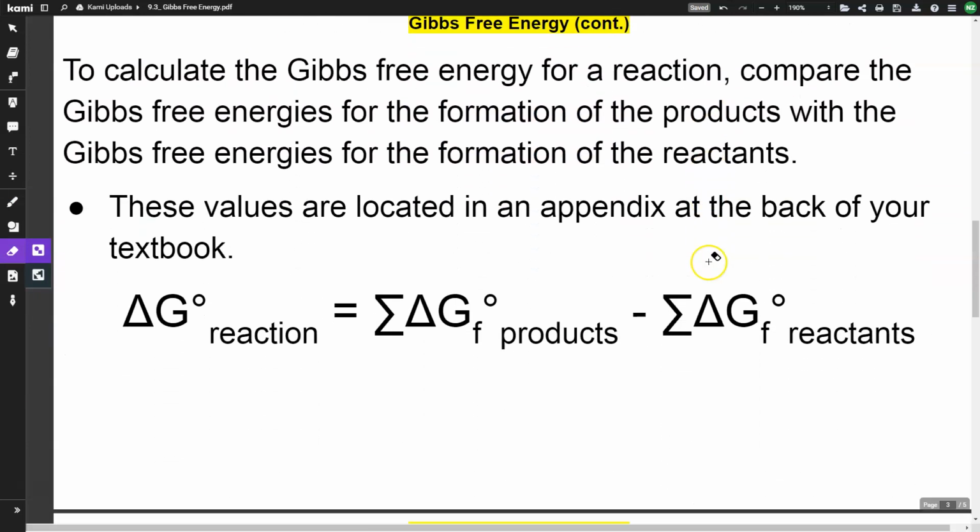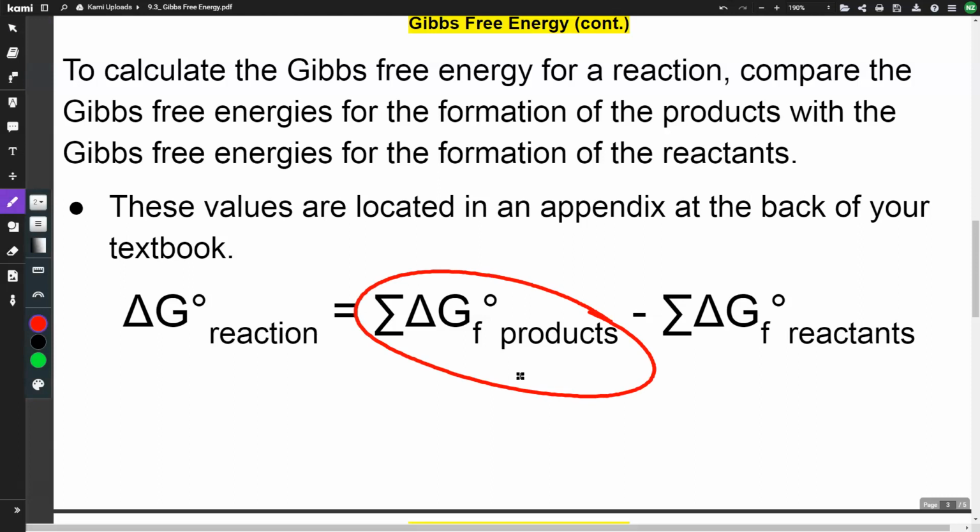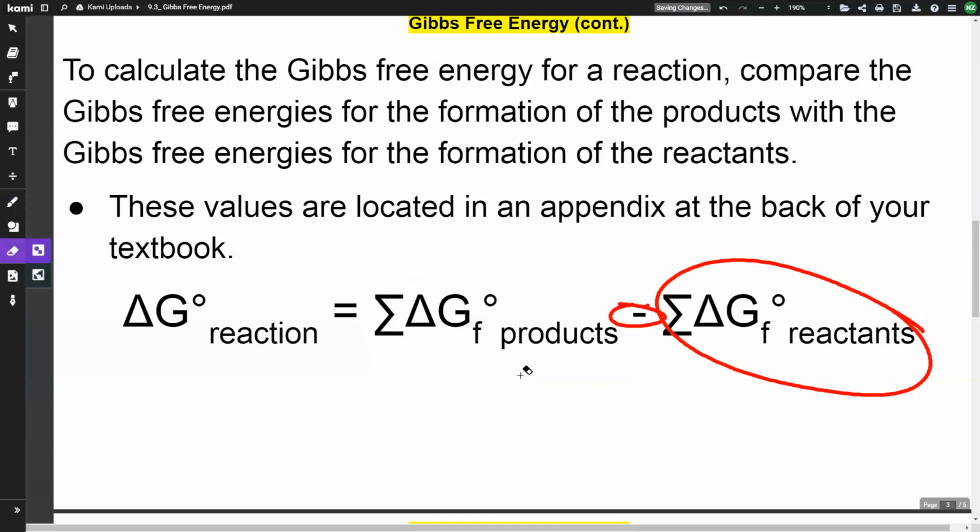To calculate the Gibbs free energy for a reaction, compare the Gibbs free energies for the formation of the products with the Gibbs free energies for the formation of the reactants. Essentially, we're going to sum up all of the delta G values for the products, sum up all of the delta G values for the reactants, and then subtract them. So this should look awfully familiar. All of these values are located in the appendix of your textbook.